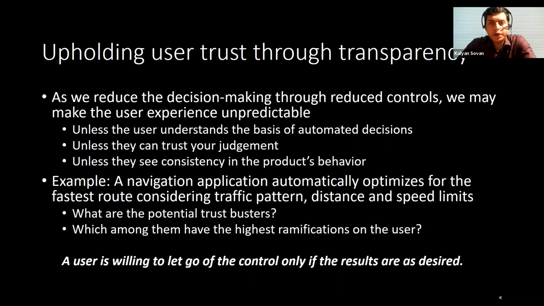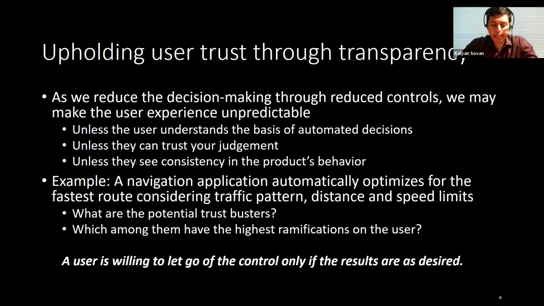So any product where you are reducing the control, you are optimizing or automating certain decision making, please ensure that not only do you have the consistency or the right kind of information that you provide to the user to explain your automation or explain your optimization, you also identify the key parameters that will be a bigger trust buster and test them more thoroughly, ensure that there is no glitch whatsoever in those automations so that you don't lose the user for good.